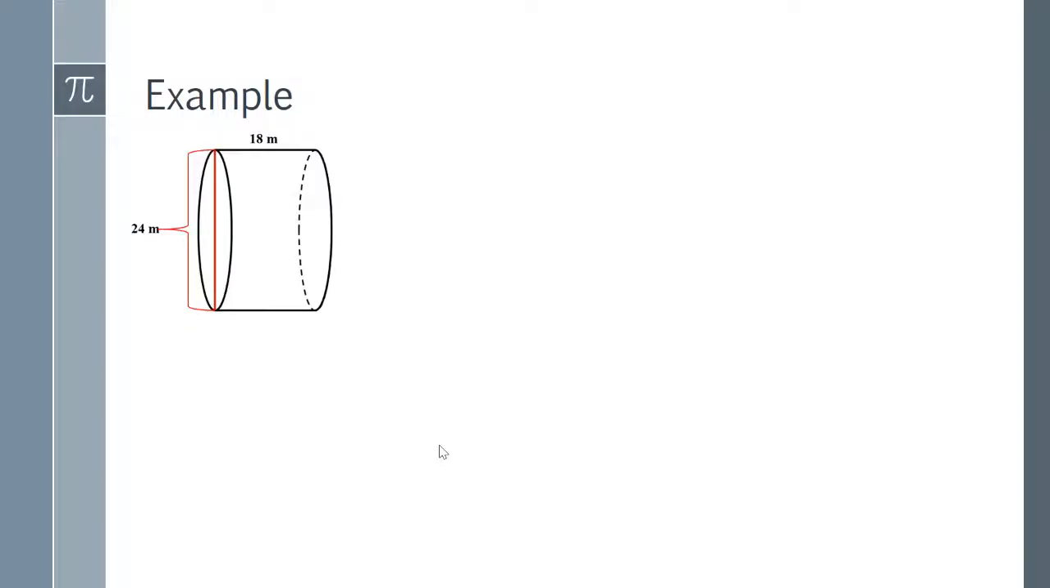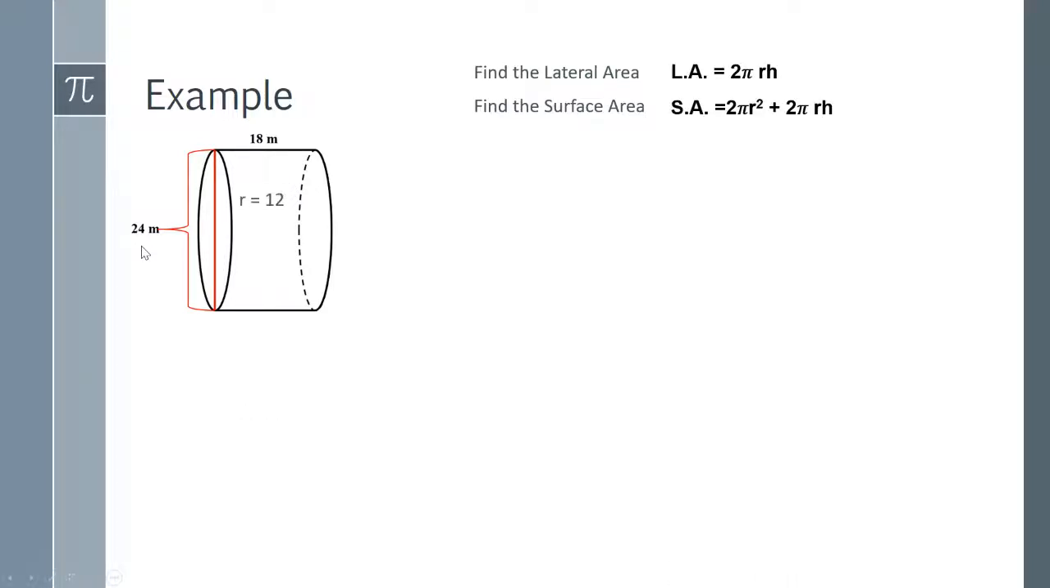This is a cylinder. It's just turned on its side. Don't get confused by that. And one thing that's different here is that instead of giving the radius, we're told the diameter of the circle. So we're going to find the lateral area and the surface area. So the first thing we need to know is what is the radius of that circle. Well, if the diameter is 24, then the radius is 12.